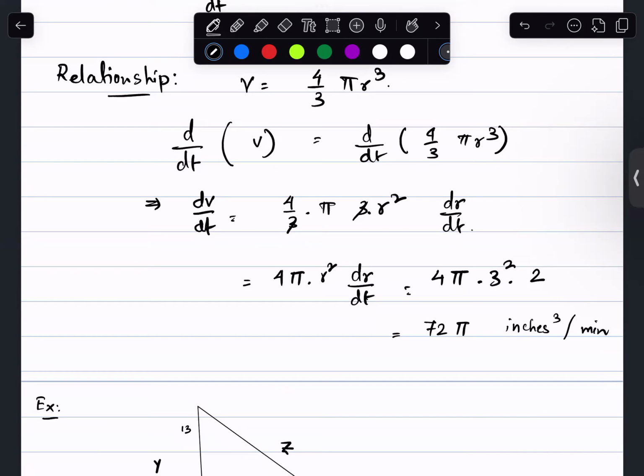Because I know that the unit for V is inches cubed, because I have r to the 3, that's why I have inches cubed in the unit of volume. And for dV/dt, I'm differentiating with respect to t. So as I have only d/dt, I get inches cubed per minute as my unit.